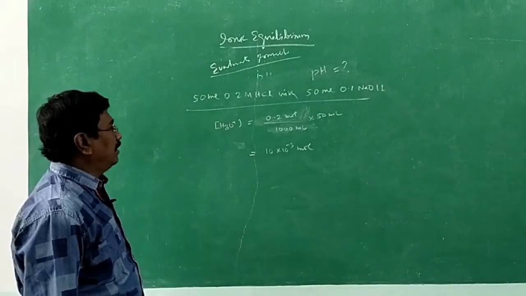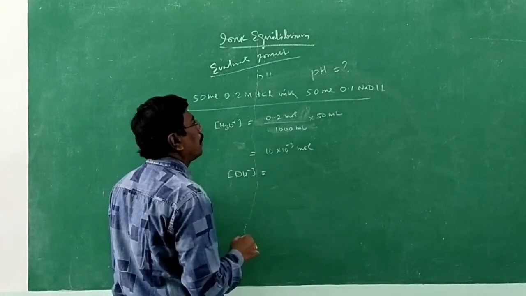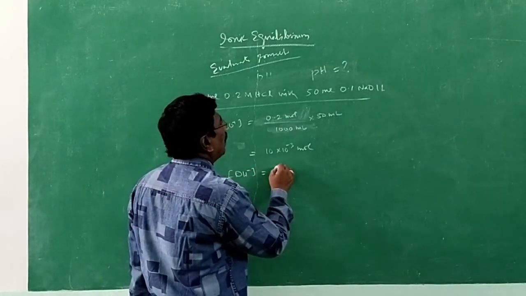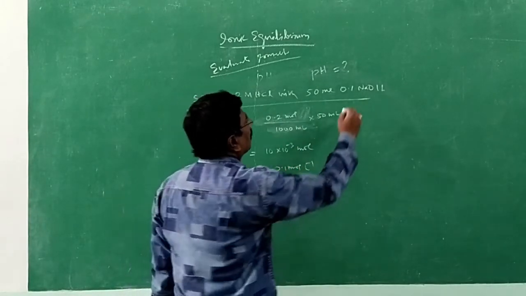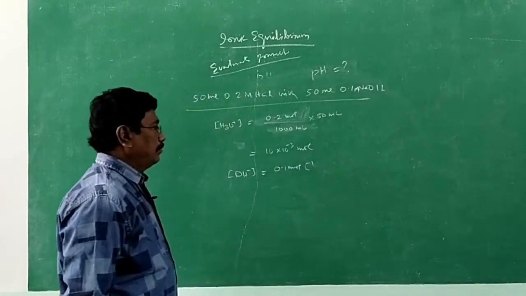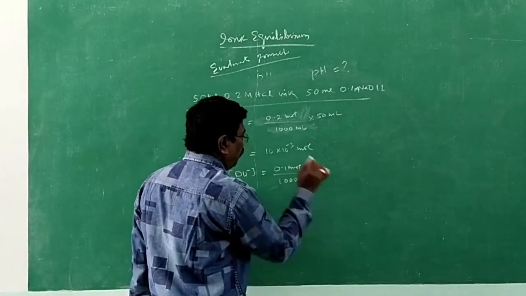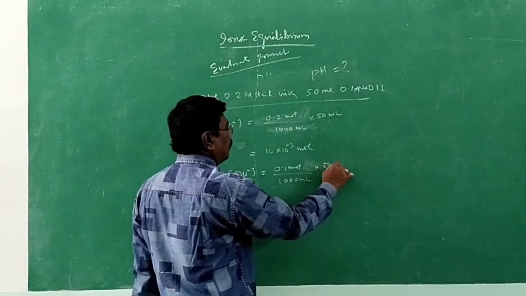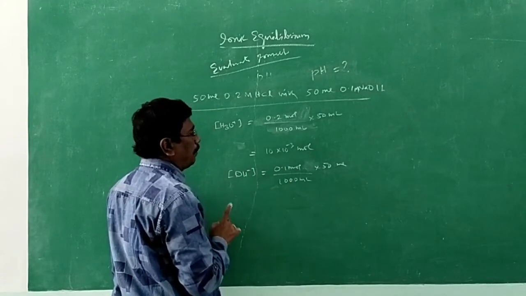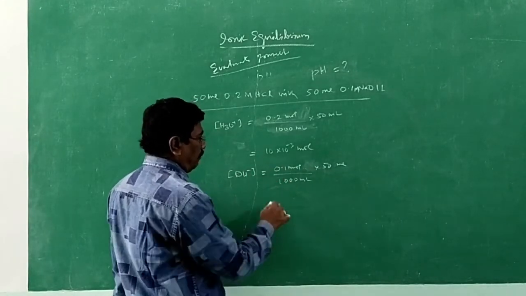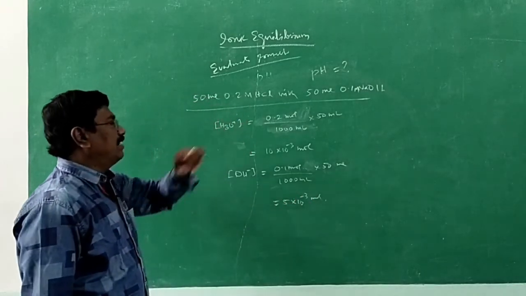Now what about sodium hydroxide? Hydroxide ion concentration. How much? In 50 ml we have 0.1 mole per liter. That is the meaning of 0.1 molar. Out of 1000 ml we will be having 0.1 mole. Now we have only 50 ml. So 50 into 0.1 will give 5, that is 5 into 10 power minus 3 mole. These many moles are present with sodium hydroxide.